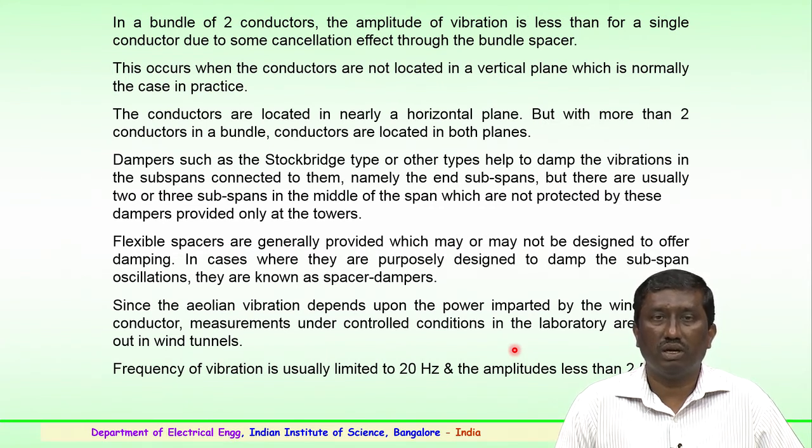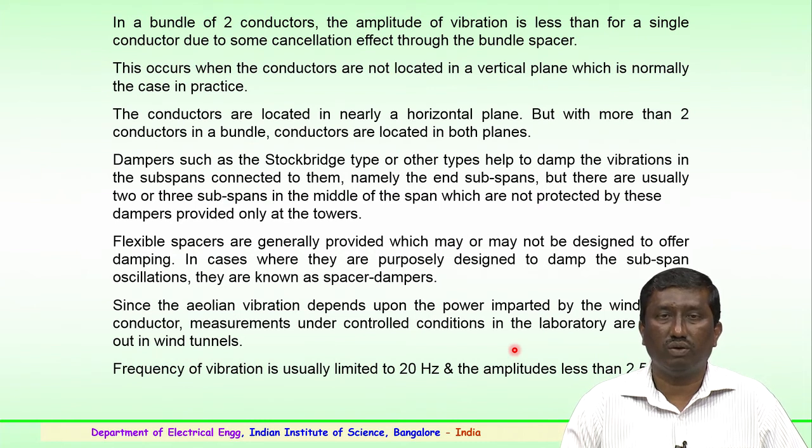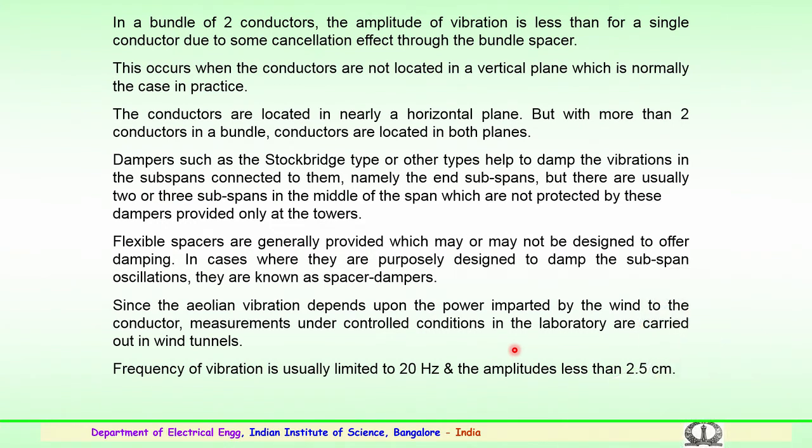So, that is the reason why flexible spacers are generally provided, which may or may not be designed to offer damping. In cases where they are purposely designed to damp the subspan oscillations, they are known as spacer dampers. Since the Aeolian vibrations depend on the power imparted by the wind to the conductor, measurements under controlled conditions in the lab are carried out in wind tunnels, and the frequency of vibration is usually limited to 20 hertz and the amplitude is less than 2.5 centimeters. So, this is very important, 20 hertz frequency, and vibration dampers are being used to curtail the oscillations.